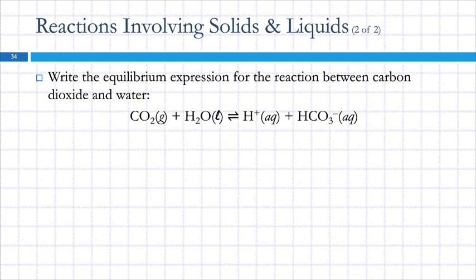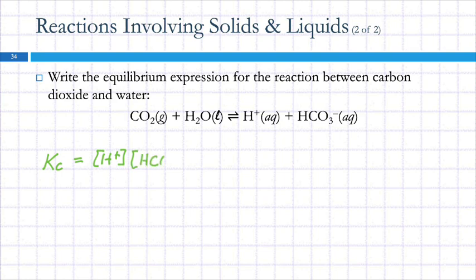So let's write the equilibrium expression for the reaction between carbon dioxide and water. We'll do Kc, in terms of concentration. So I'm looking for concentrations of products over concentrations of reactants. Can the concentration of hydrogen ion dissolved in water change? Yeah. It's an aqueous solution. You could have more or less. And the coefficient is 1, so the exponent is 1.